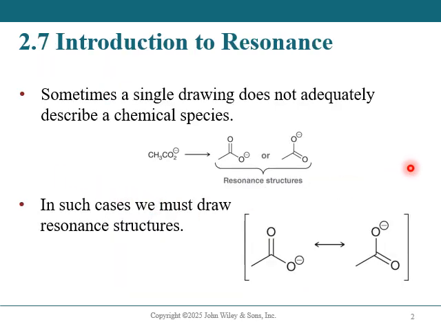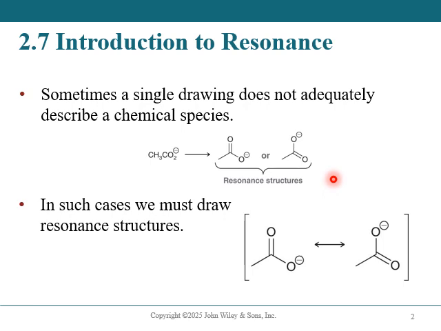Let's talk a little bit about resonance. Resonance is the consequence of the way we draw structures. Sometimes when we attempt to draw certain molecules, a single drawing does not adequately describe a chemical species. We can see here, for instance, in this system, both oxygens actually have a negative charge. That charge is actually dispersed throughout that system between those two oxygen atoms, yet there's no way for us to do that partial charge distribution.